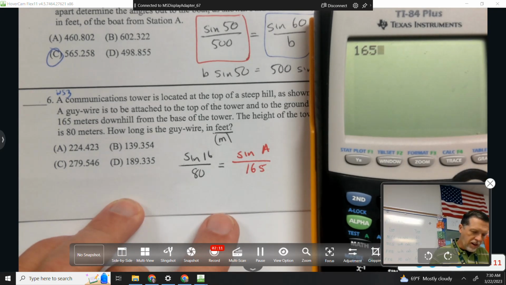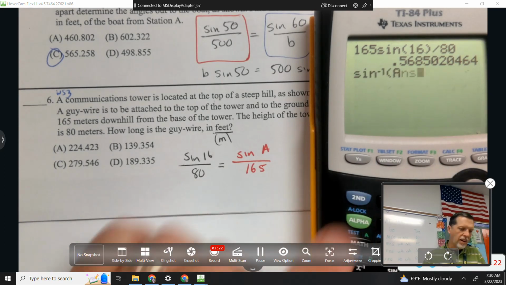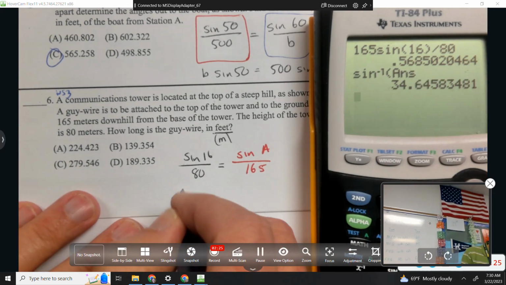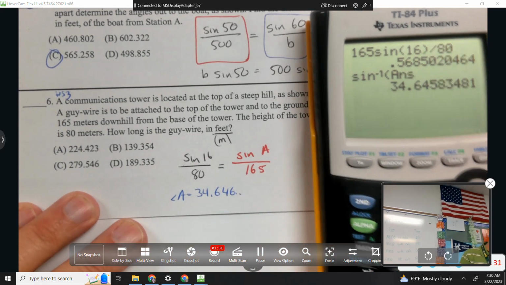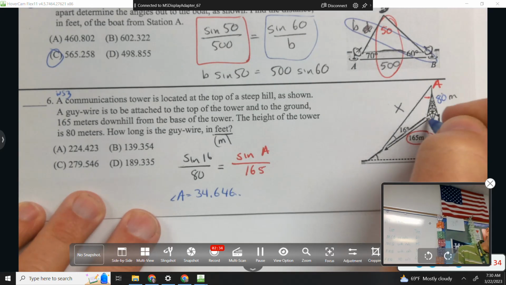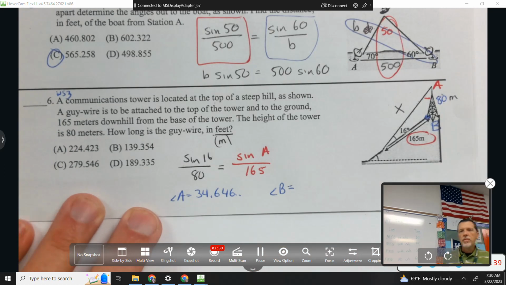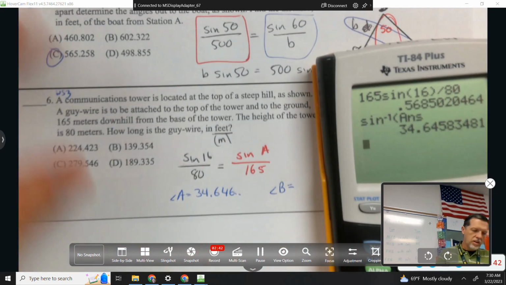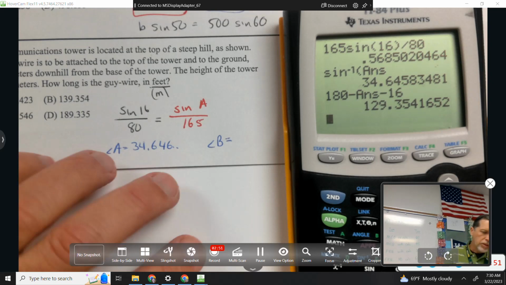Let's see, 165 sine of 16 divided by 80. Now be careful, that's what the sine of the angle equals. So I need to undo the sine, inverse sine, second answer. Angle A is 34.646, which means angle, I'll just call it angle B, is 180 minus the other 2. So 180 minus answer, minus 16, 129.35.